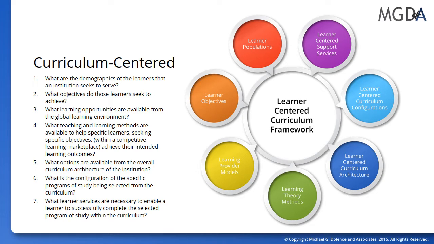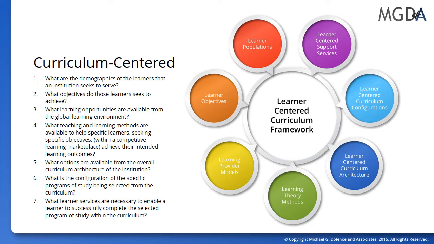The fourth question asks, what teaching and learning methods are available and appropriate to help specific learners seeking specific objectives achieve their intended learning outcomes? Answers to this question begin to inform the curriculum design and development process. They also help ensure that the curriculum as designed is as effective as it can be. The fifth question asks, what options are available from the overall curriculum architecture of the institution? The answer to this question requires that we document and understand the architectural specifications of the various curricula under an institution's purview, and that we begin to align the architecture with learners whom we wish or are required to serve.